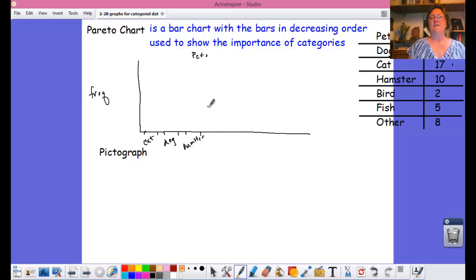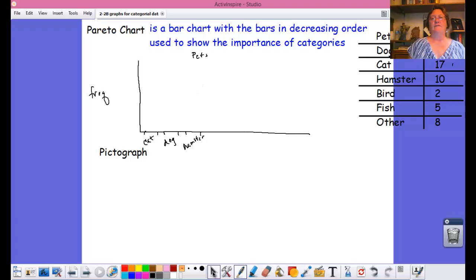One reason that I would not make this choice for this set of data is that the category other, all things considered, should not show up in the middle. That should be an ending category. So if I were going to make a Pareto chart, I might consider sticking that other category down here at the end. I'm not sure that that would be the best choice for this data.